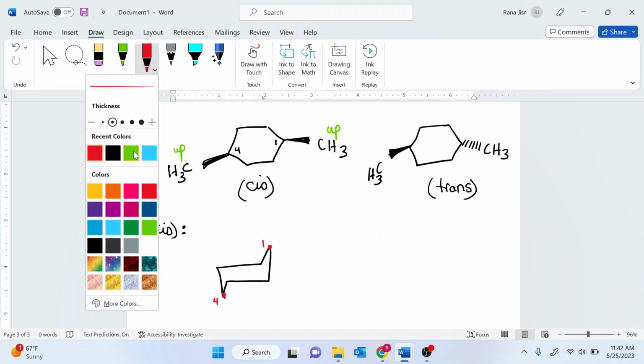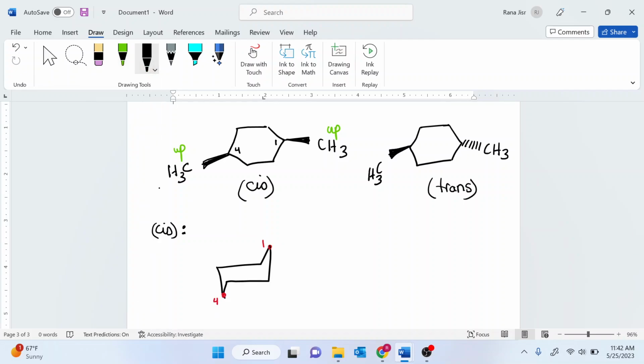I need my CH3 to be up on carbon number 1, so I'm going to make it up, which is the axial position. And I need it to be up on carbon number 4, so it's going to be on the equatorial position. Let's do the chair flip in there.